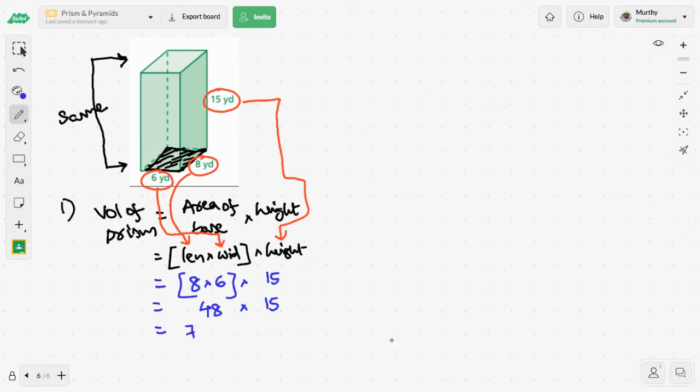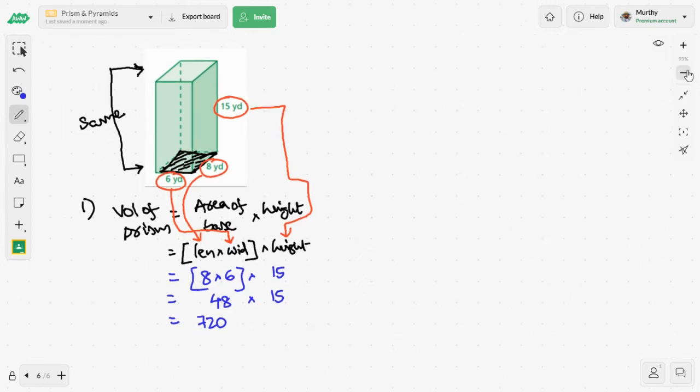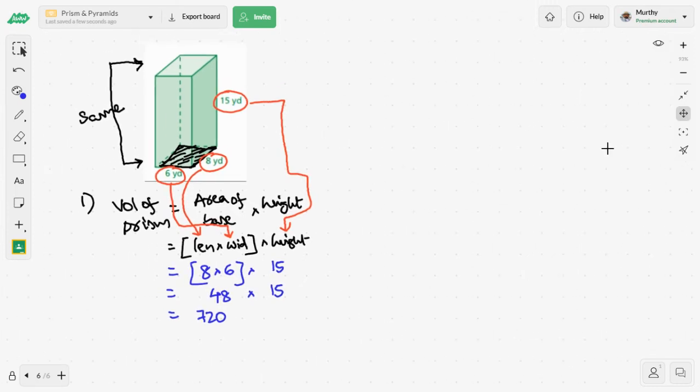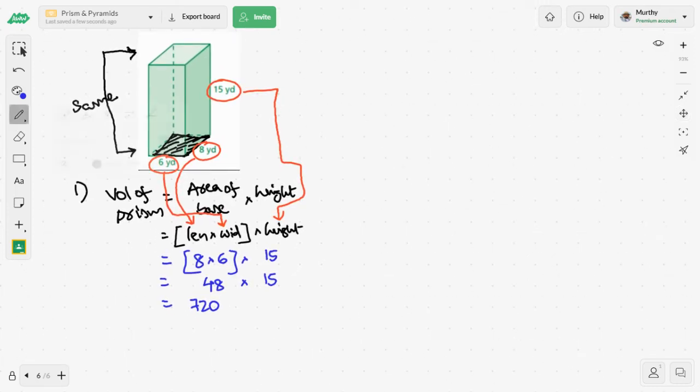But don't forget that the units are to be mentioned clearly. So I see that it's given in yards. Therefore, it is going to be cubic yards. Okay. Let me give you another example.